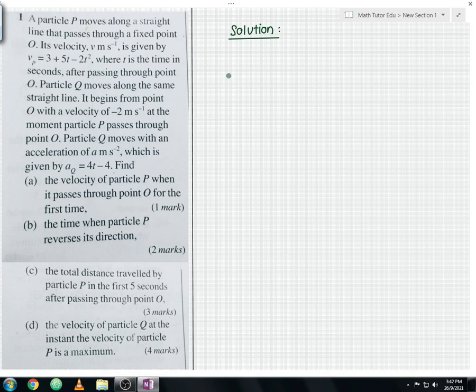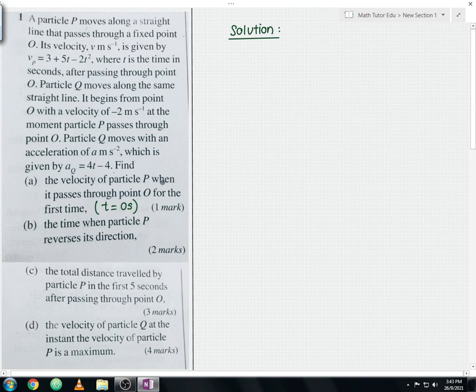For this question, as we all know, we are dealing with two particles, which are particle P and Q. But for part A, you just have to focus on particle P itself. As you can see here, the question asks us to find the velocity of particle P when it passes through point O for the first time. This point O indicates the starting point of a straight line, and it mentions here for the first time. This first time indicates when your time is equal to 0 second, your starting point, guys. So this is the clue given by the question.